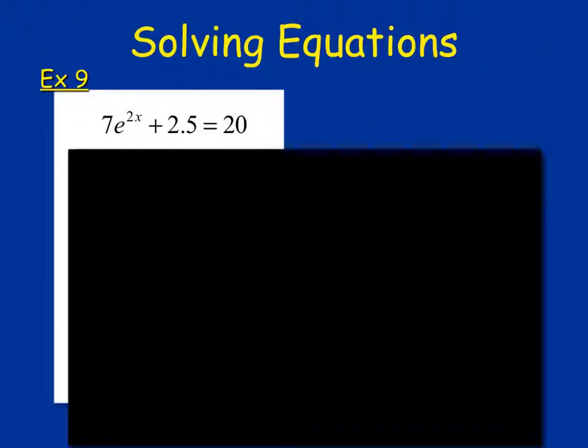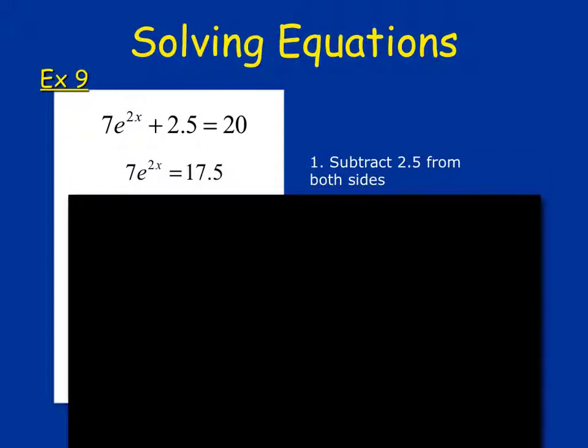Okay, so let's take a look at this equation. Now we're actually solving an equation. We have an equal sign here. We want to solve for x. Okay, so how would we solve this? We want to isolate x, so we're going to bring this guy over to this side. So if we subtract 2.5 from both sides, we would end up with 7e to the 2x is equal to 17.5.